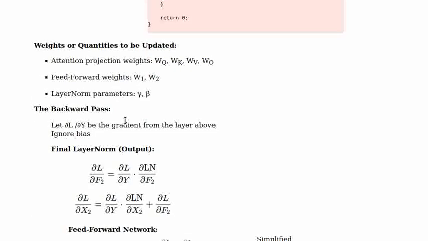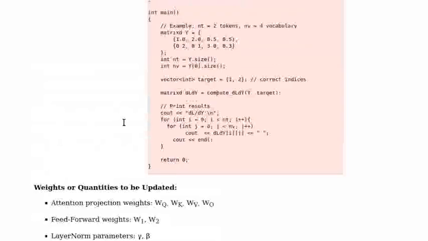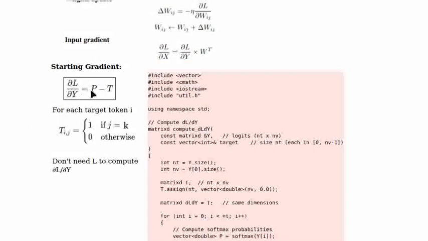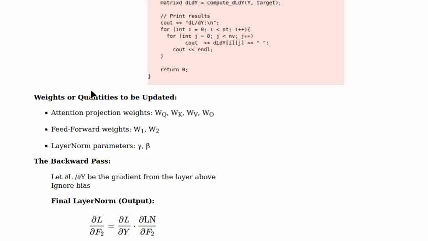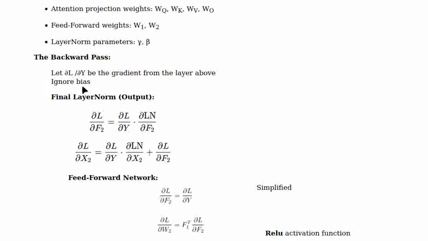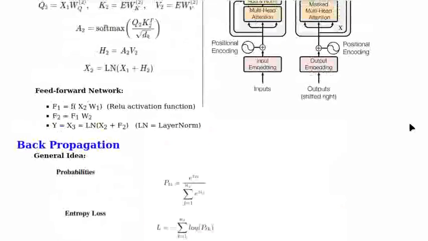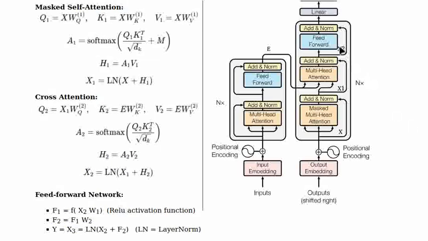And the backward pass starts from the final layer norm. We assume that dL/dY is the gradient from the layer above. Okay? So from the very beginning, we get the dL/dY from this formula. And for simplicity, we ignore the bias. So we start from the final layer norm, that's the output. So in this diagram, it is this part.